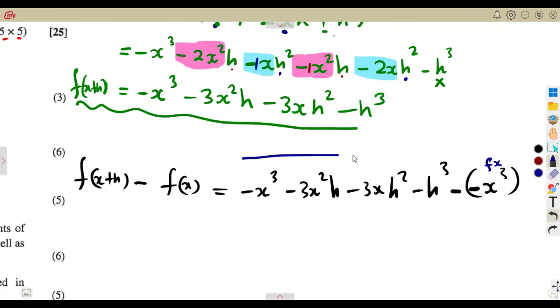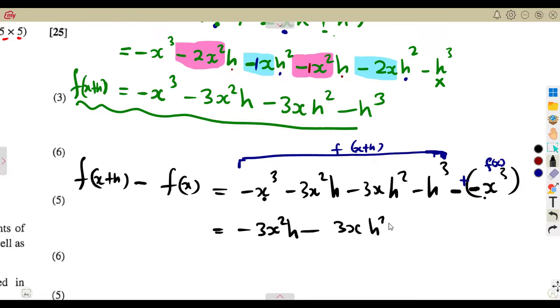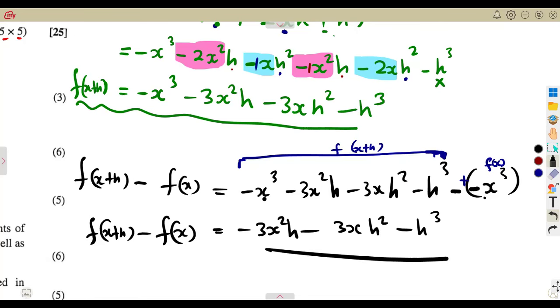So the whole of this part here, up to this point here, represents our f of x plus h minus f of x. So what are you going to have at the end? So it was going to be a plus here. Minus and minus, that's a plus. So minus x cubed and plus x cubed cancels. You remain with minus 3x squared h minus 3x h squared minus h cubed. So this was representing f of x plus h minus f of x. This is what we have now.